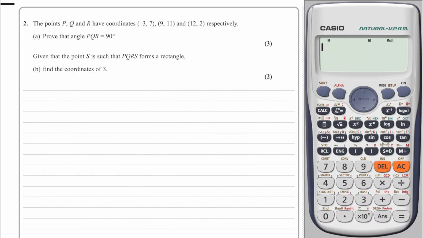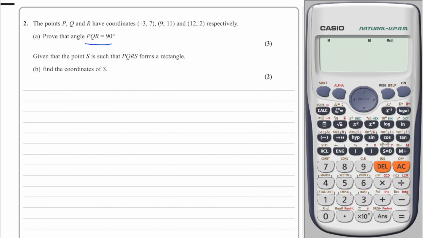So today we are going to discuss January 2023 P1 paper, question number 2. Here they mention the points P, Q, R have coordinates (-3, 7), (9, 11) and (12, 2) respectively. Prove that the angle PQR is equal to 90 degrees. PQR equal to 90 degrees in the sense we can identify that the line PQ and QR are perpendicular. Then we can mention that PQR is equal to 90 degrees.